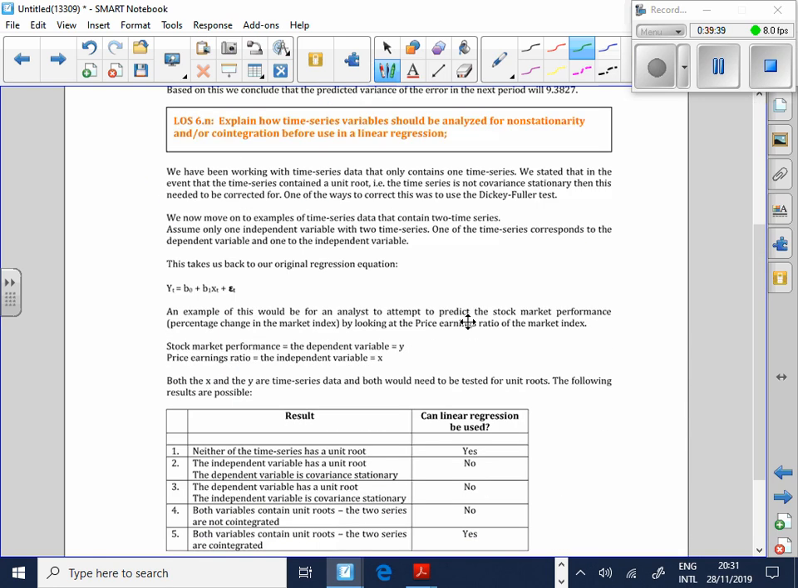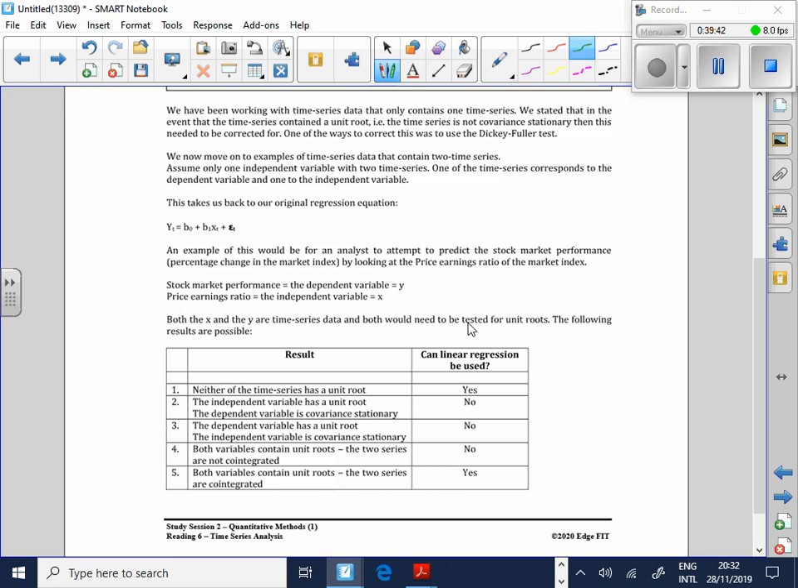Last little bit, guys. I should make you read this on your own because this is where it gets a little bit complicated, but okay, we can avoid the complication. We've been working with time series data that only contains one time series. Up until now, it's been fun, hasn't it? Almost a little bit like simple regression. Not too crazily different.